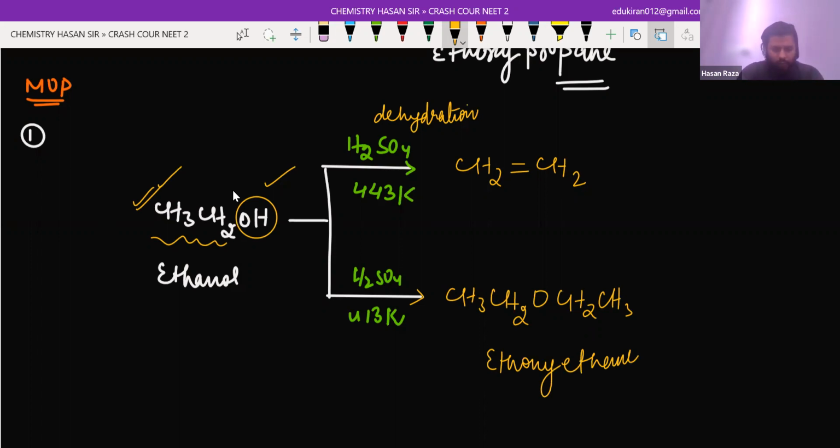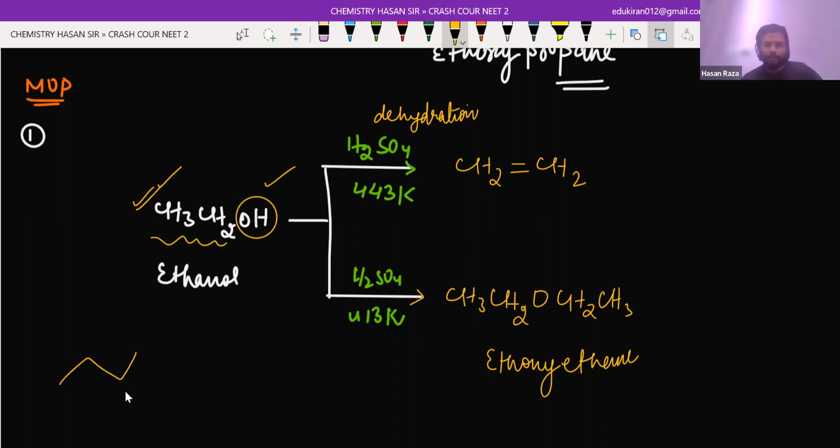Yes, sir. Sir, is mechanism important for these questions? Mechanism is important only whenever there will be formation of carbocation. Basically, we need to know the mechanism because of its intermediate, what intermediate formation is taking place. Because if the intermediate is a carbocation, then we should go for the rearrangement. Are you getting my point? Yes, sir.